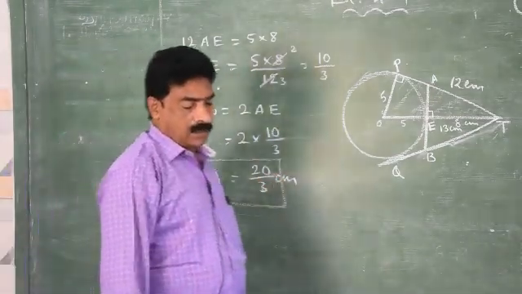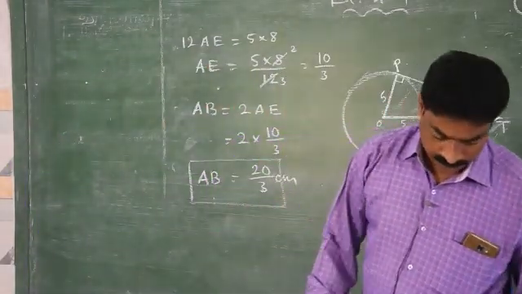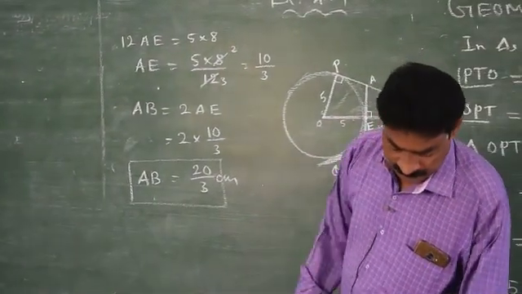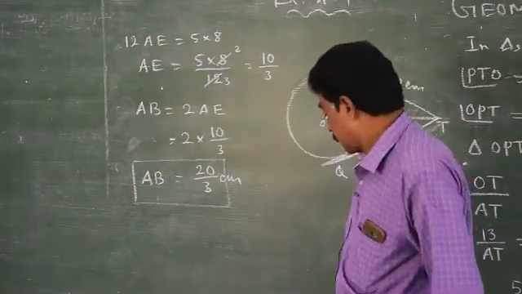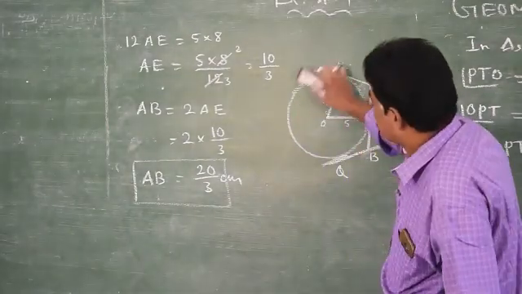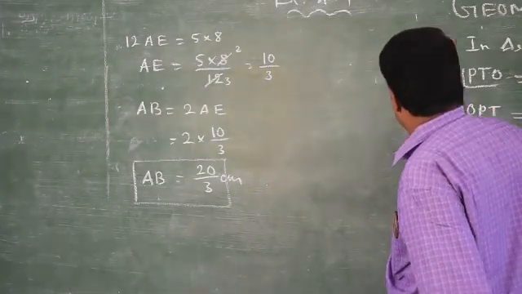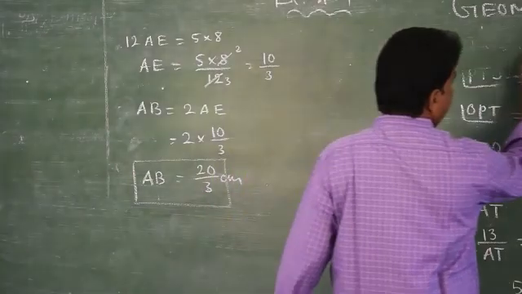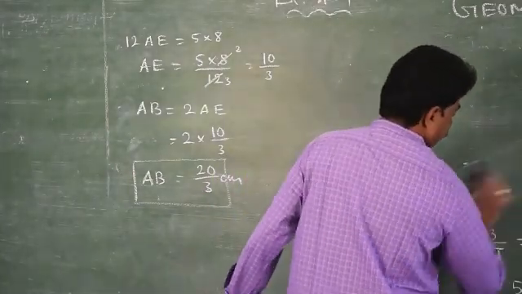That is the 6th sum. Now we come to the 7th sum. 2 concentric circles. So you know what is concentric circles? 2 circles having the same center, having different radii.